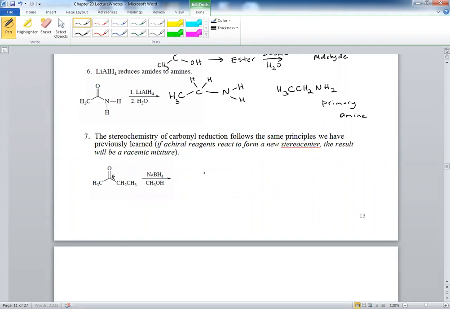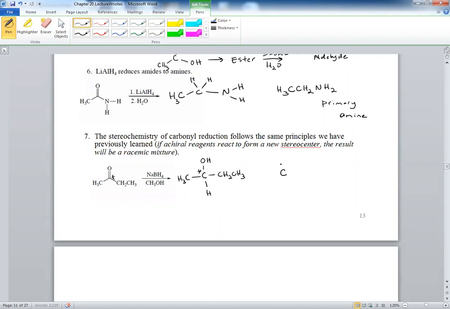So let's draw it. That's the OH. That's the CH3. We added an H. And then, of course, we have the CH2, CH3. Now, since we have a stereocenter, 4 different groups, then this one can have both enantiomers, the R and the S enantiomers. So then it would have to be drawn this way.